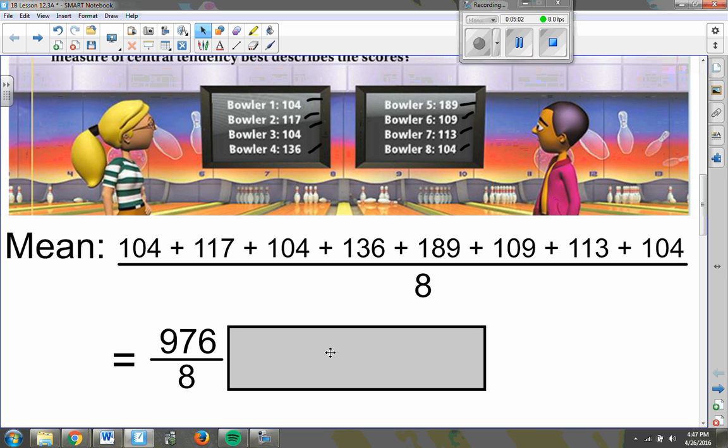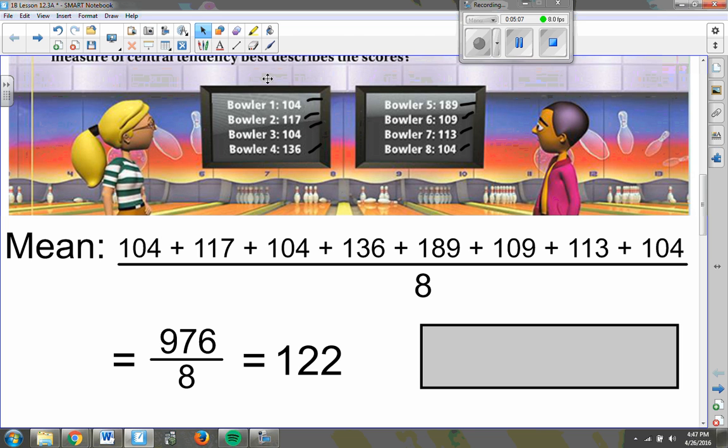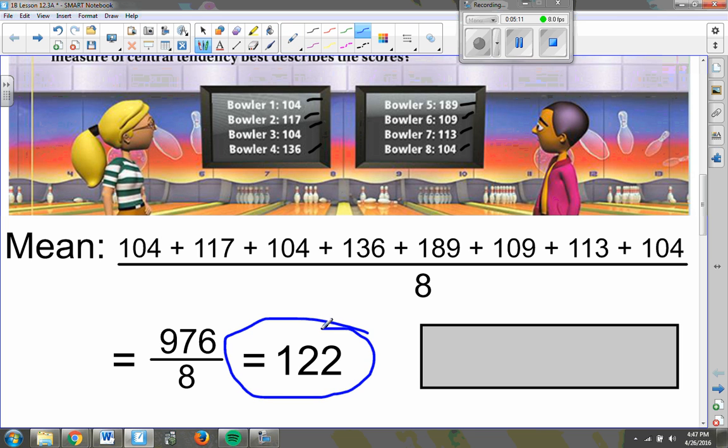So we then take 976, divide that by 8, and our average score is 122. Okay, so our mean, our average, is 122. All right, that's the mean. Add them all up, divide by 8.